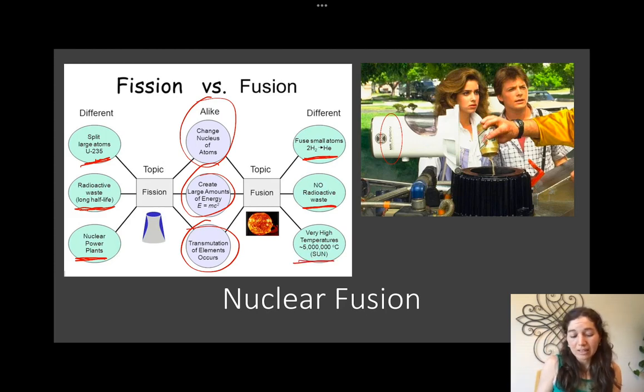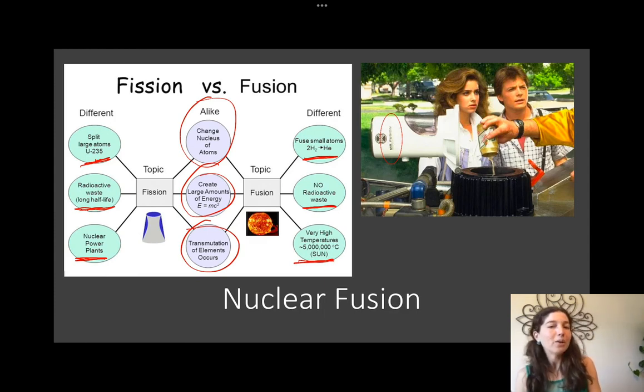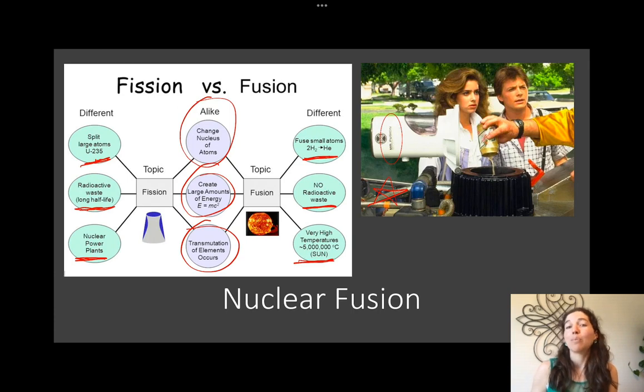And then fission normally occurs in nuclear power plants, and you have nuclear bombardment happening, whereas nuclear fusion does not happen at room temperature. You need really, really high temperatures in order to get it to go. And if any of you are familiar with Back to the Future, the movie, you will understand the significance of nuclear fusion and why it's important.